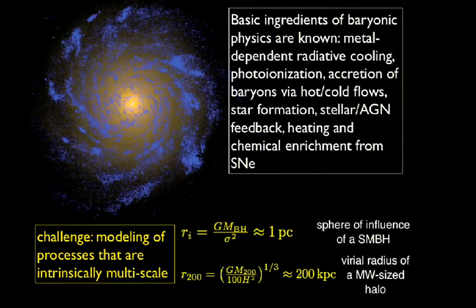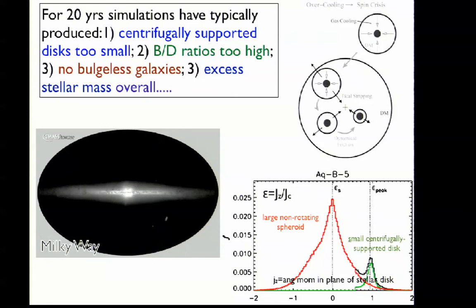If you take the mass of the black hole in the Milky Way, four million solar masses, divided by the velocity dispersion of the stars around it, you get a sphere of influence of about 1 percent. The virial radius of the Milky Way is about 200 kiloparsecs or so, and you know that processes like accretion of gas into the black hole are going to produce light, radiation, outflows, etc., which are going to affect the large scale. So the complexity here is trying to simulate those multi-scale processes.